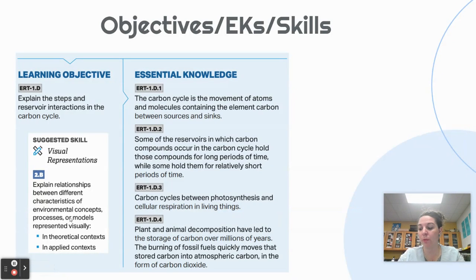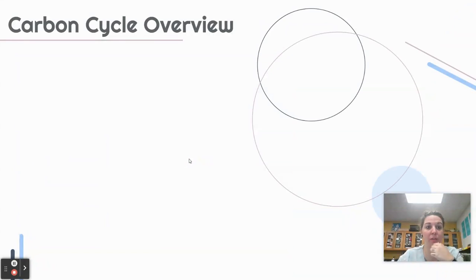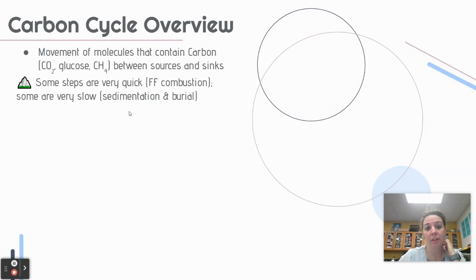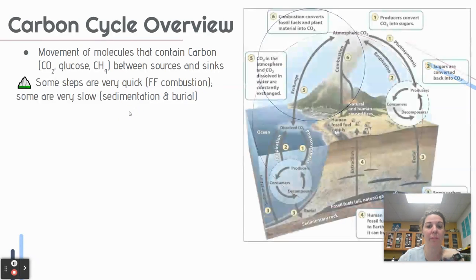So some big things that we're going to be looking at are the movement of molecules that contain carbon, like carbon dioxide, glucose, and methane. So that's CH4 is methane, between those sources and sinks. Understand that some steps are very quick, like fossil fuel combustion, and some are very slow, like sedimentation and burial.